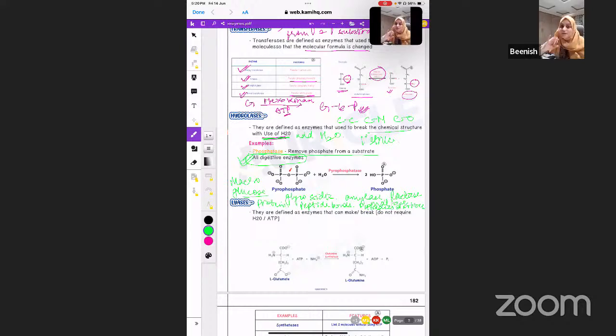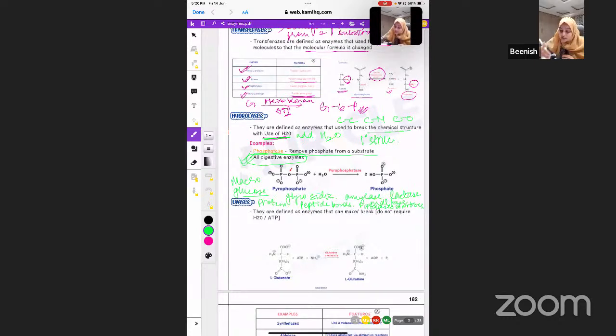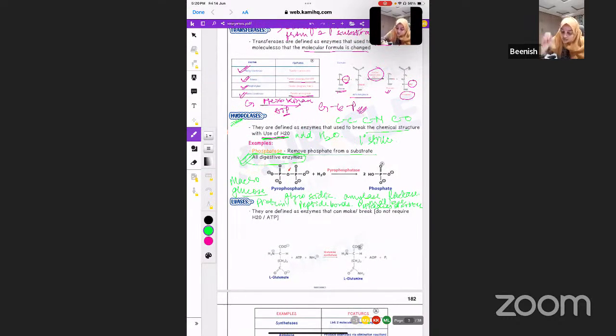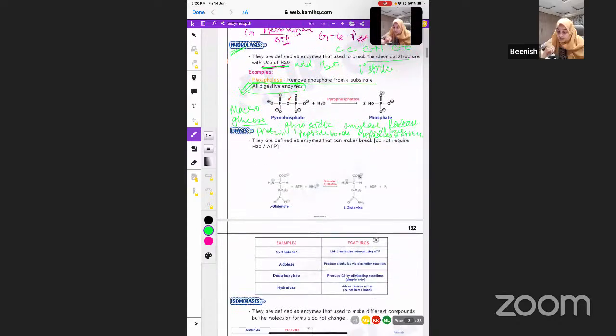Then your lipids, what do they have? They have ester bonds. Okay, and those ester bonds are broken by lipases and esterases. So your lipases and esterases are also examples of hydrolase. Okay, now moving on to lyases, the next class.